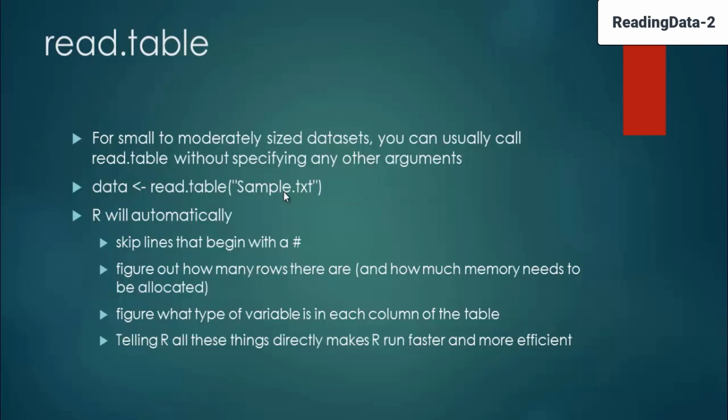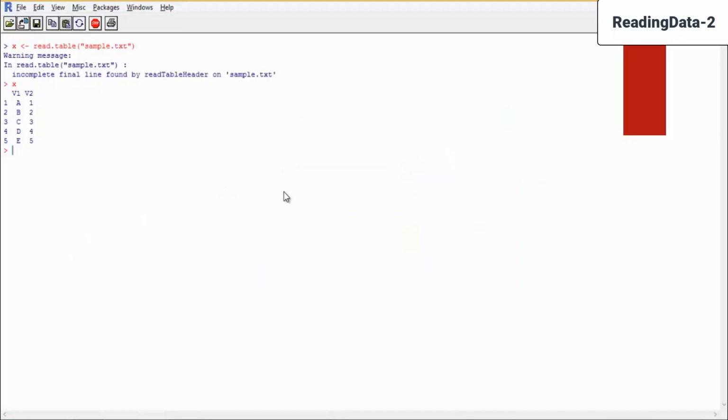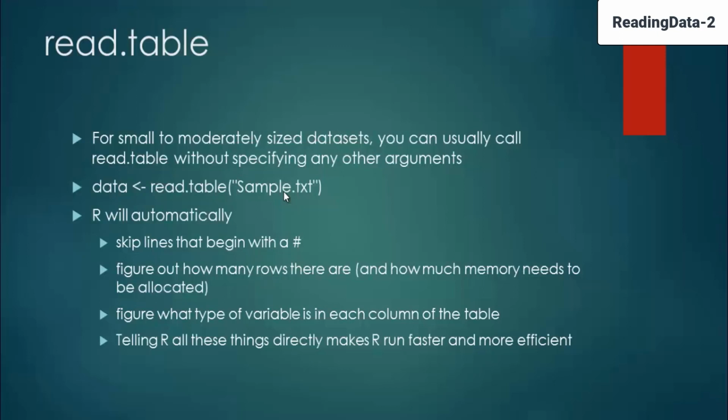And it has the ability to figure out what type of variable is in each of the columns. In R, the data in the first column is character and the second is integer, and R has the automatic ability to find out what type of variable is in each column. If you want to specify it explicitly to R, which class of variables you are taking, it will make it run faster and much more efficiently.